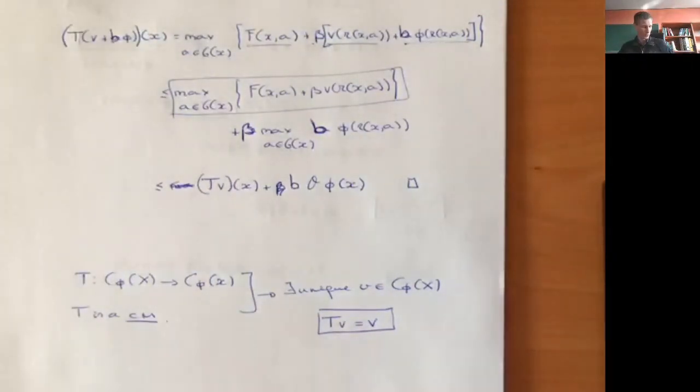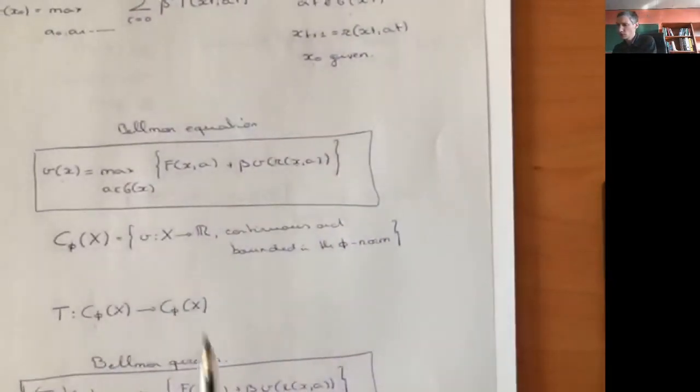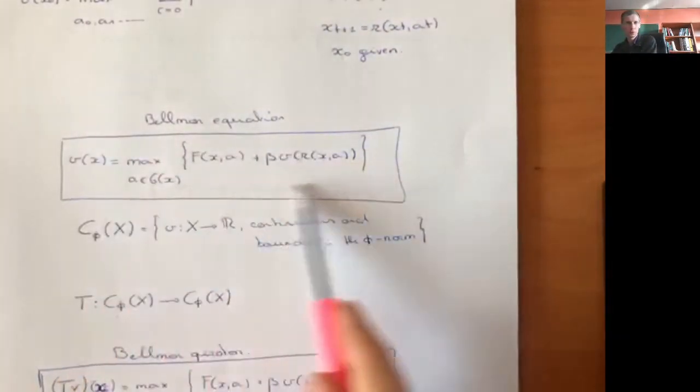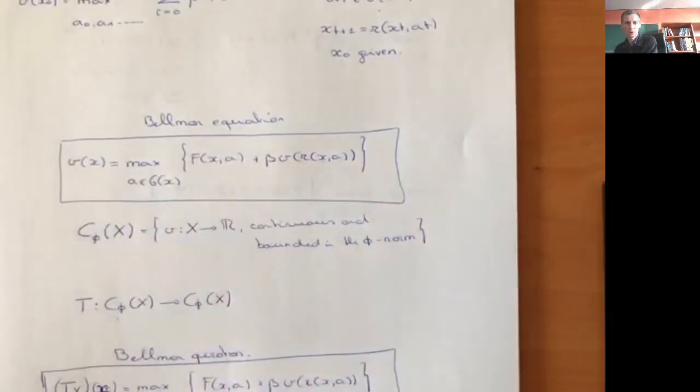Where's my Bellman equation? Right, here's my Bellman equation. So the fixed point will satisfy this equation here. Okay. Now, so far we have covered the Bellman operator, shown that it's a contraction mapping, that it has a fixed point. Now we still have to connect this fixed point to the solution of the infinite horizon optimization problem.